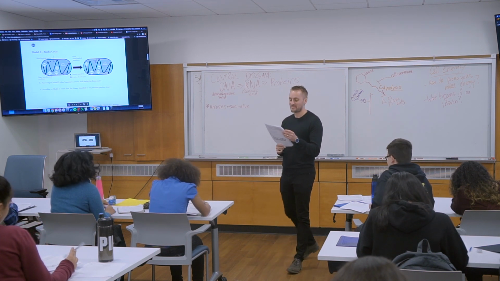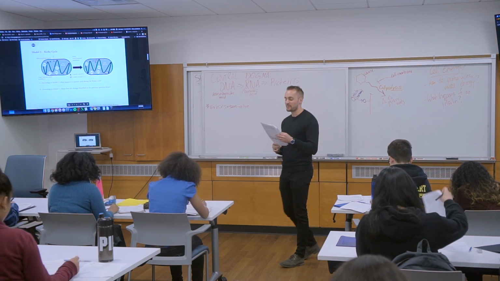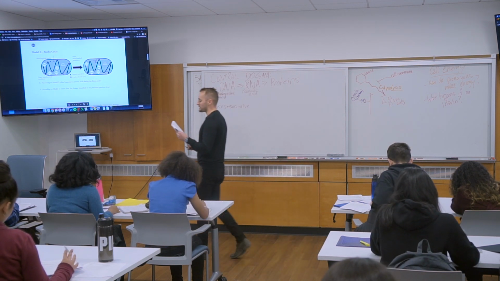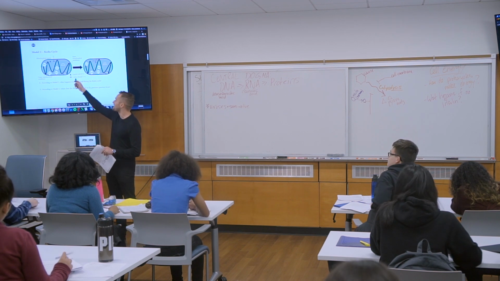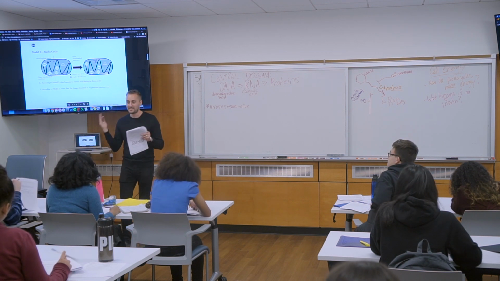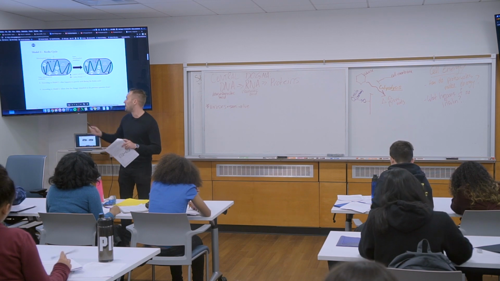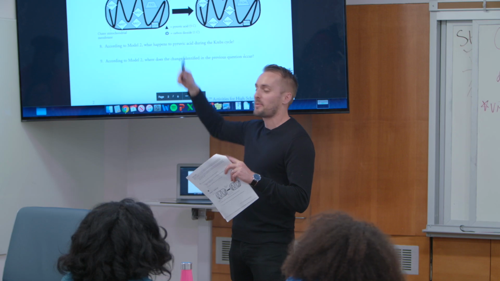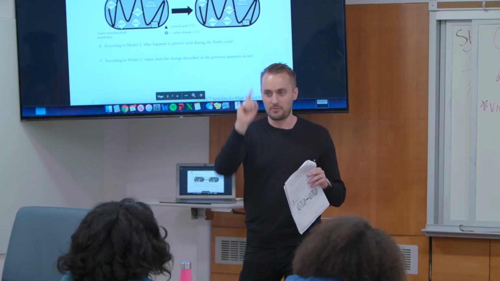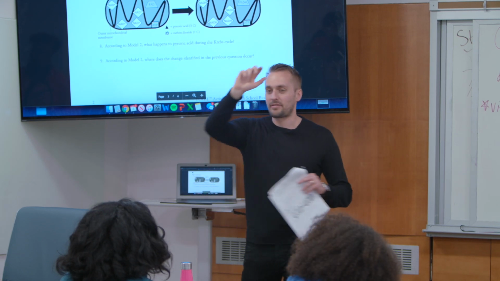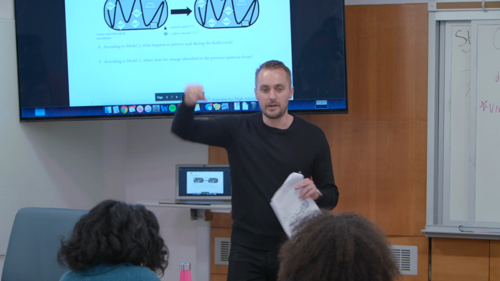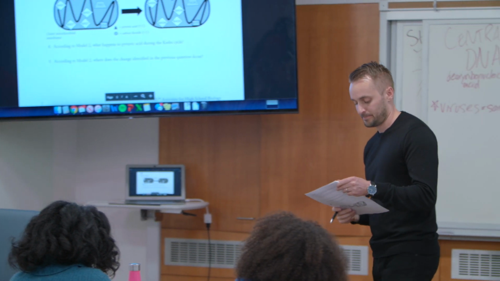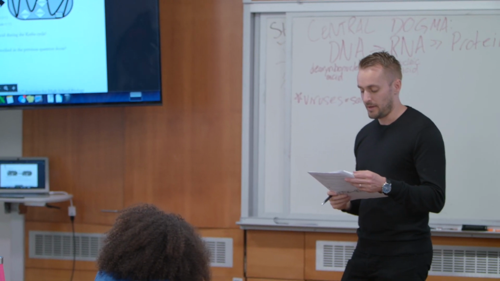Number 10. Note the number of atoms of carbon in pyruvic acid and explain why 3 molecules of carbon dioxide are produced. Carbon dioxide, molecular formula is CO2. So how many carbons does carbon dioxide have? 1. And pyruvic acid has 3. So pyruvic acid can make 3 carbon dioxides. Okay?